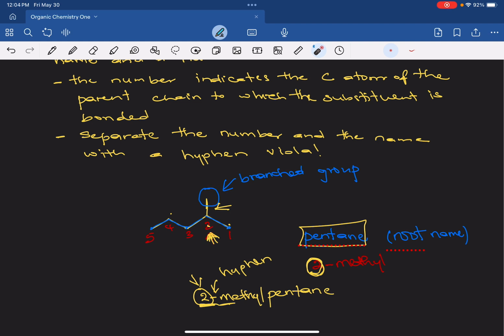And that's it. Always remember, because I think what trips students up is the numbering. It's easy, come on. All you have to do is number from right to left or left to right. There's no other way for you to number. Trust me on that one. And that's it for naming a branch chain alkane with one substituent.